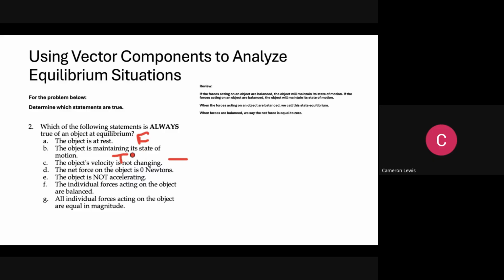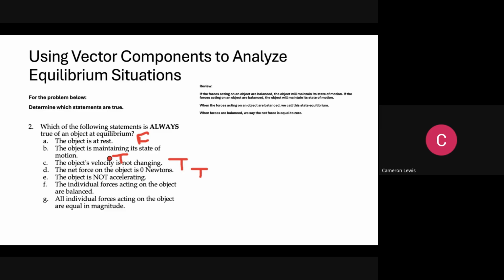Anybody object? You see how you've got to kind of walk yourself into it and talk yourself into it? Let's do the next one. If we're at equilibrium, we can say that the net force on the object is equal to 0 newtons. True. Anybody object? Okay.